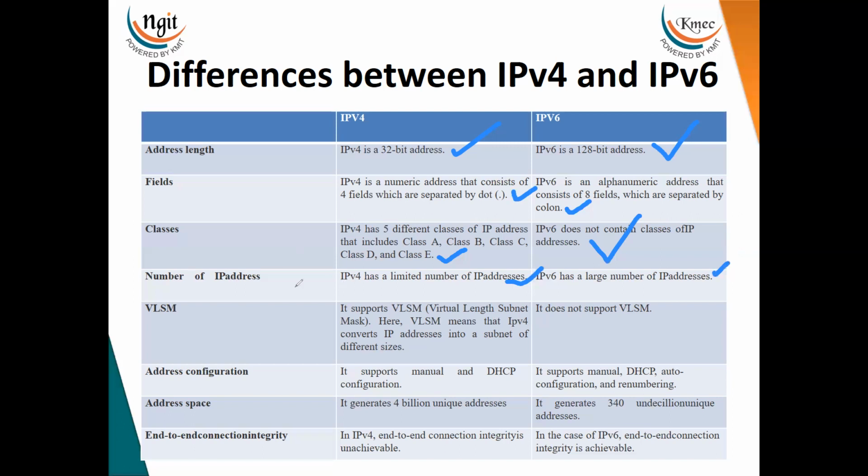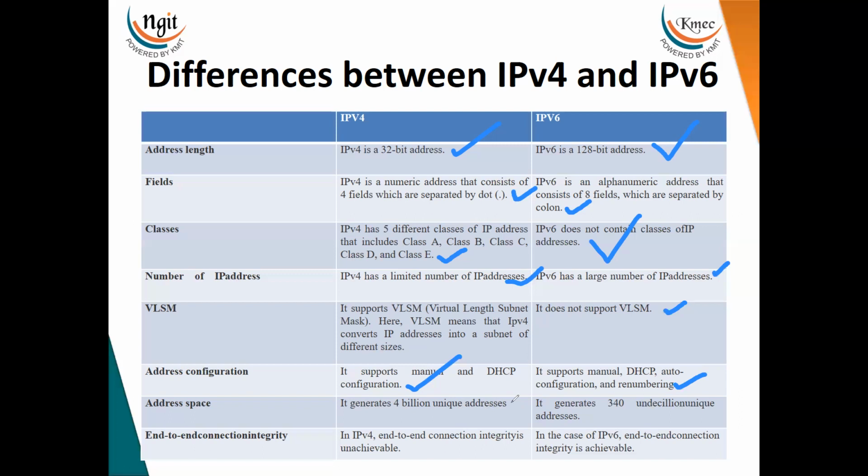And the variable length subnet mask: IPv4 supports VLSM, but IPv6 does not support VLSM. IPv4 is also helpful for the transmission of DHCP, but IPv6 supports manual DHCP as well as auto configuration and renumbering.